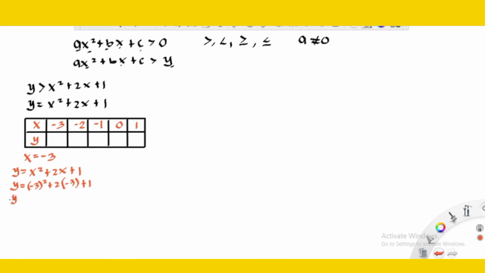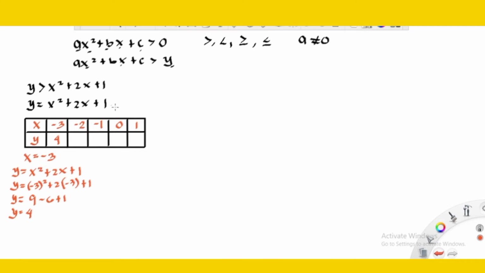So, we have now y equals the square of negative 3, which is negative 3 times negative 3, that is positive 9. Plus 2 times negative 3, that is negative 6, plus 1. So, y is equal to 9 minus 6, that is equal to 3. 3 plus 1, so the answer is 4. So, therefore, y is equal to 4 when x is negative 3.